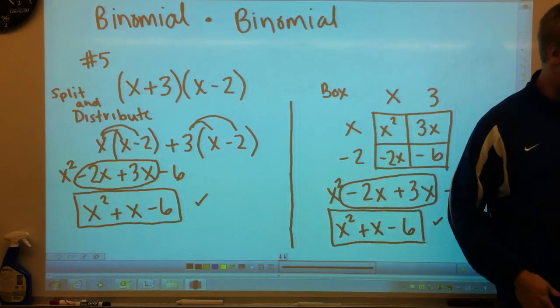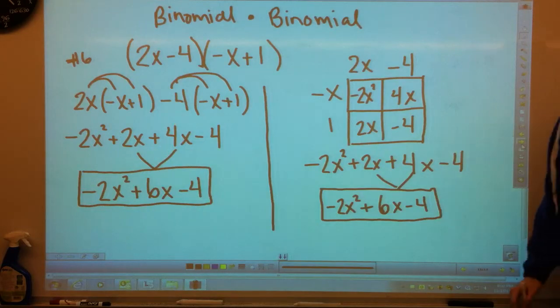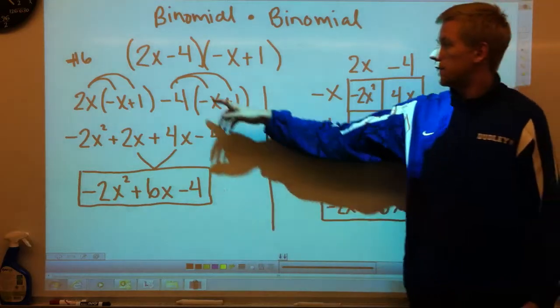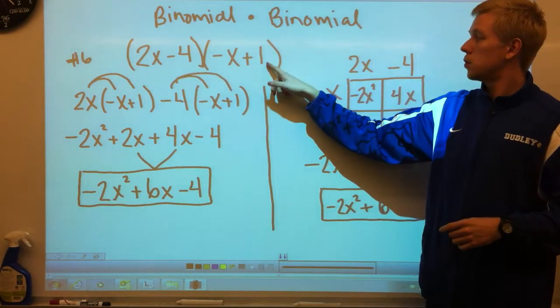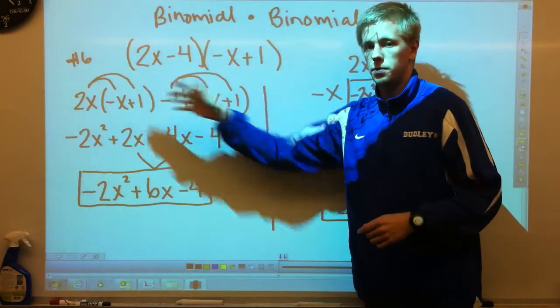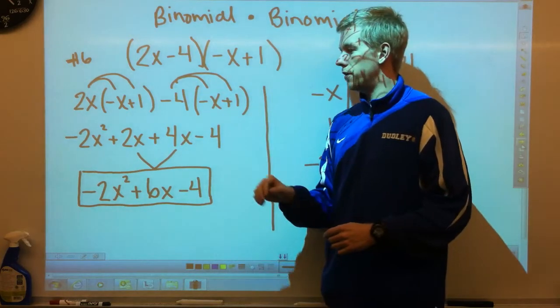Okay, so we got another example of this to see it one more time. It's another binomial times another binomial. This time we have 2x minus 4, that's my first binomial, and then I have negative x plus 1, that's my second binomial. This side is going to be the split and distribute side. The right side will be your box method. So we'll do split and distribute first.